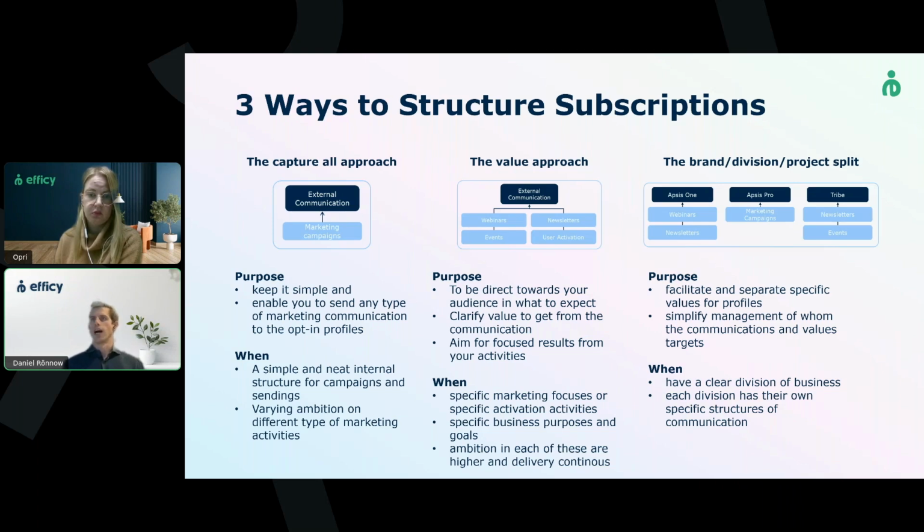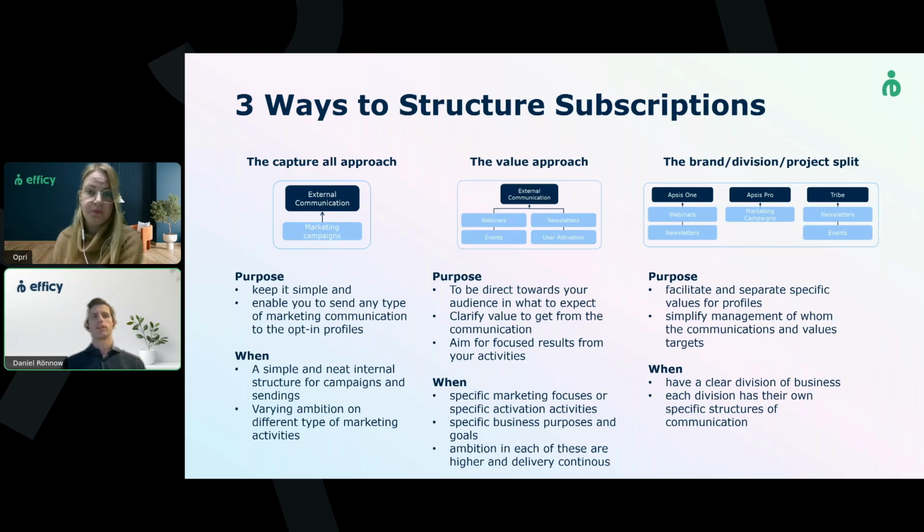Here the ambition, the value, the purpose, and the focus impact the setup with the complexity. For this example, we have Apsis 1, which is one of our products. Apsis Pro is another one, and Tribe is another product of Apsis. So you could structure it by product focus, and we have a higher marketing ambition towards Apsis 1 than towards Apsis Pro. So we structure it a little bit differently and have more focus there in what we do.